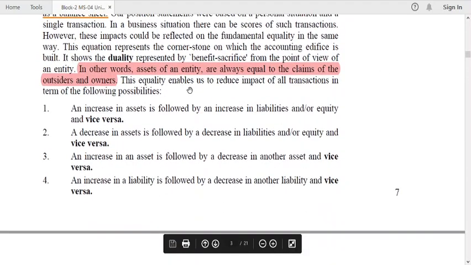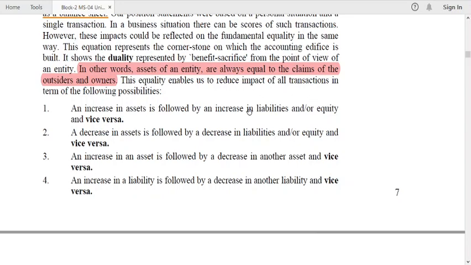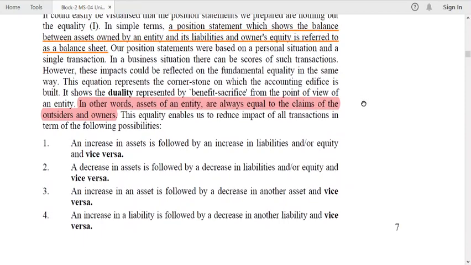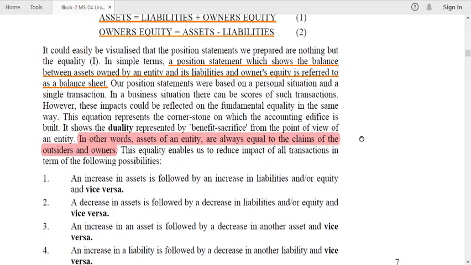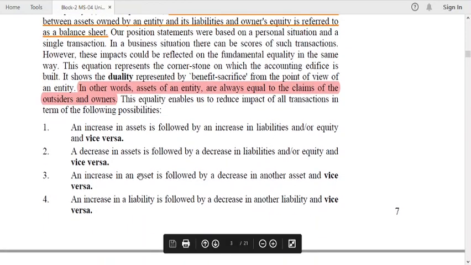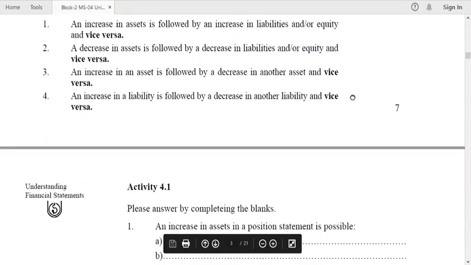Next, this equality enables us to reduce the impact of all transactions in terms of the following possibilities. The above equation has these following possibilities. An increase in assets is followed by an increase in liabilities and or equity, and vice versa, which means if an asset increases, it means that either liability is increased or owner's equity is increased or both are increased. A decrease in asset is followed by a decrease in liability and or equity, and vice versa. Okay, this is all self-explanatory, you can understand.